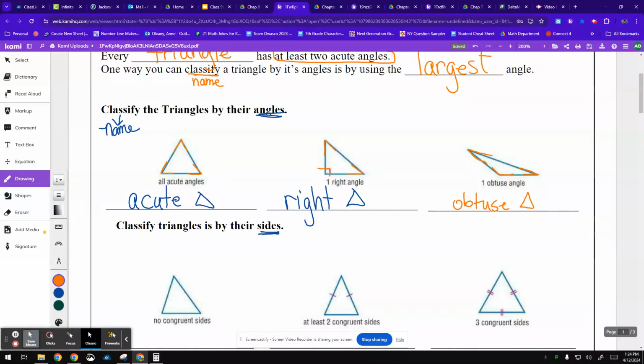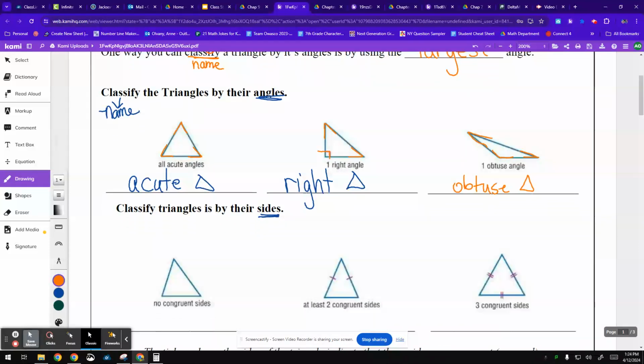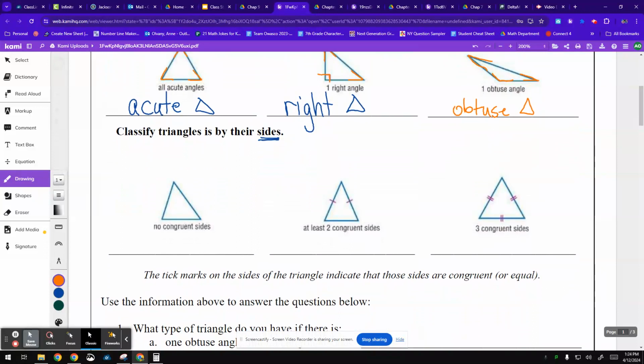So every triangle gets one of those names: acute, right, or obtuse. If we look at the sides, we look to see if any of them are the same measure or if they're different. This is telling us there's no congruent sides. We can't tell just by looking at it. They look different, but you might think this one and this one are the same. It's hard to tell. So we use tick marks or hash marks to show if they're the same or not.